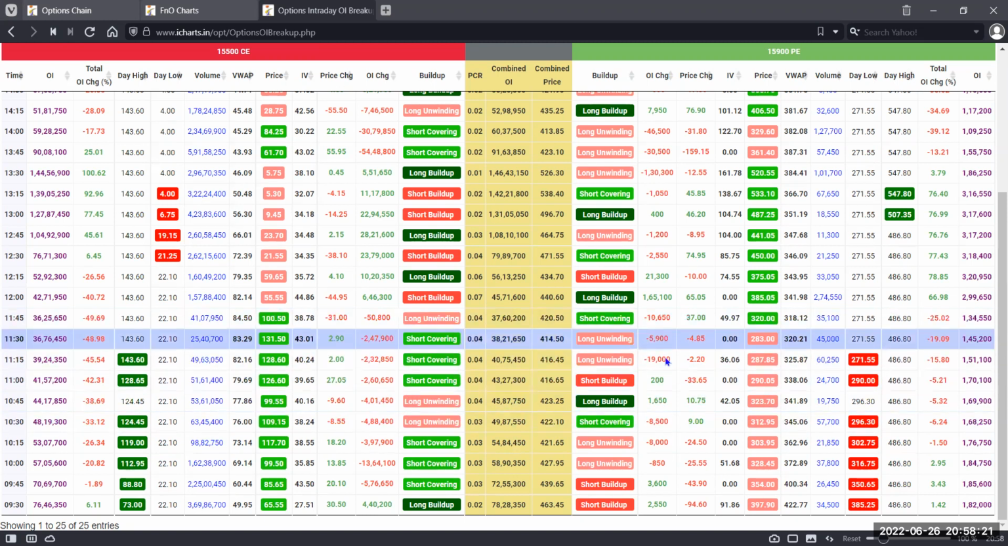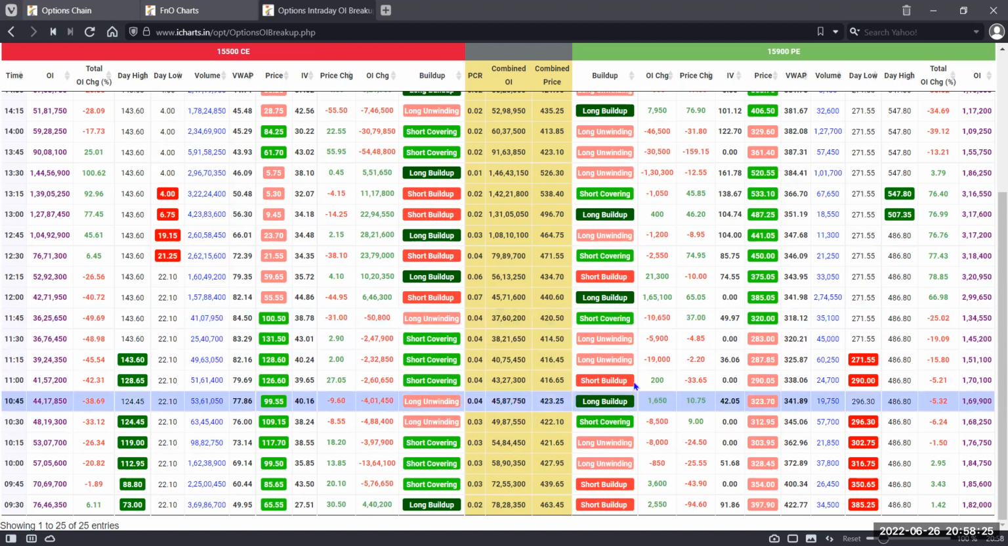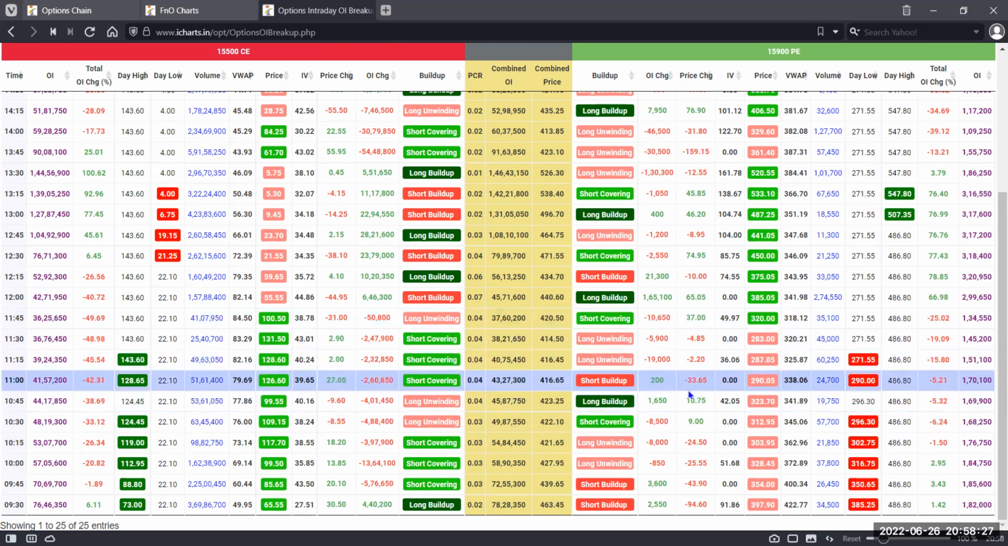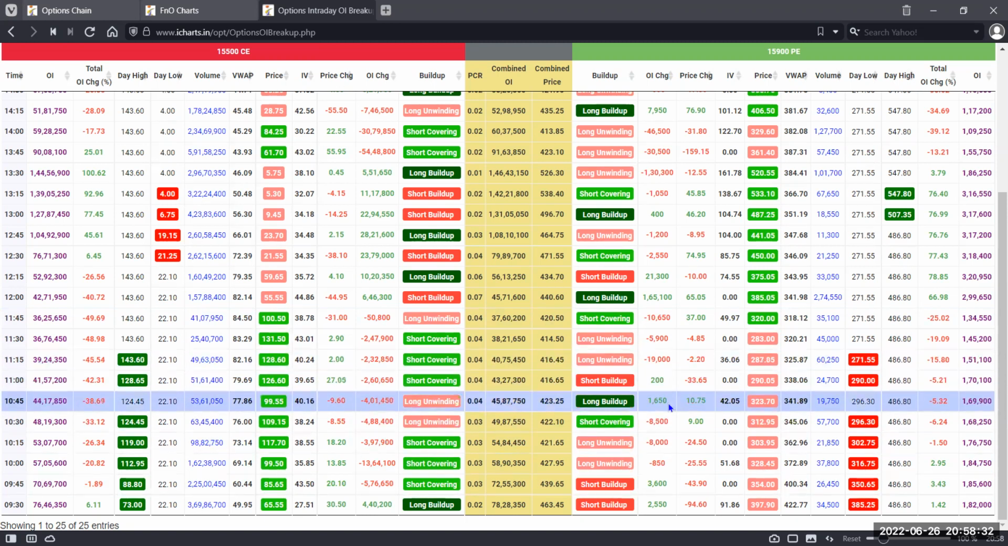And if on the put side also the short covering starts, then that means it could be a consolidation and it could start to go down. So these clues, you have to just grab those clues. That's it. Try to find those.